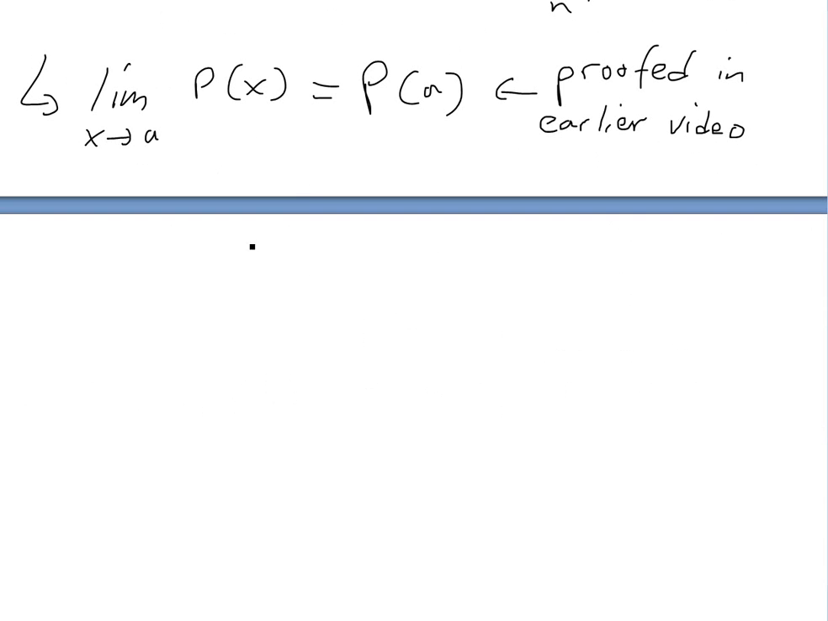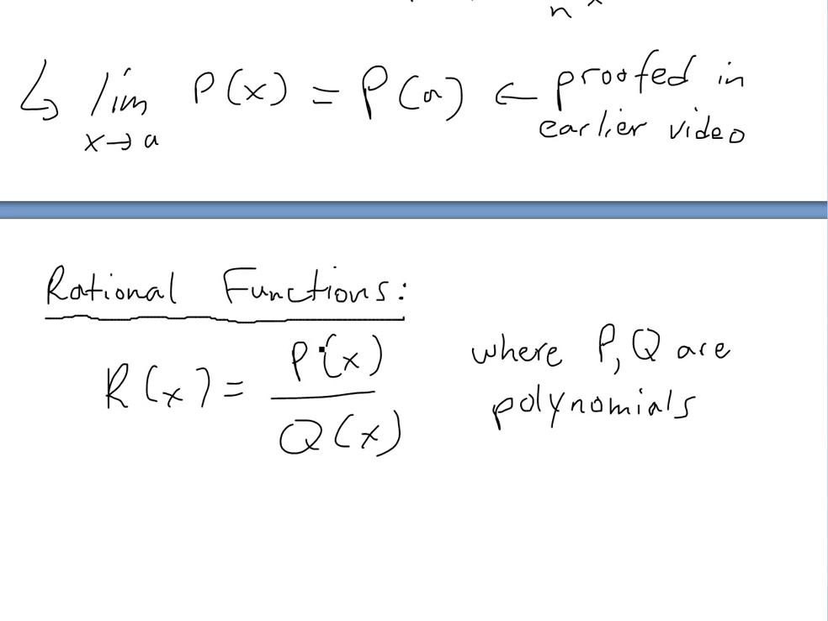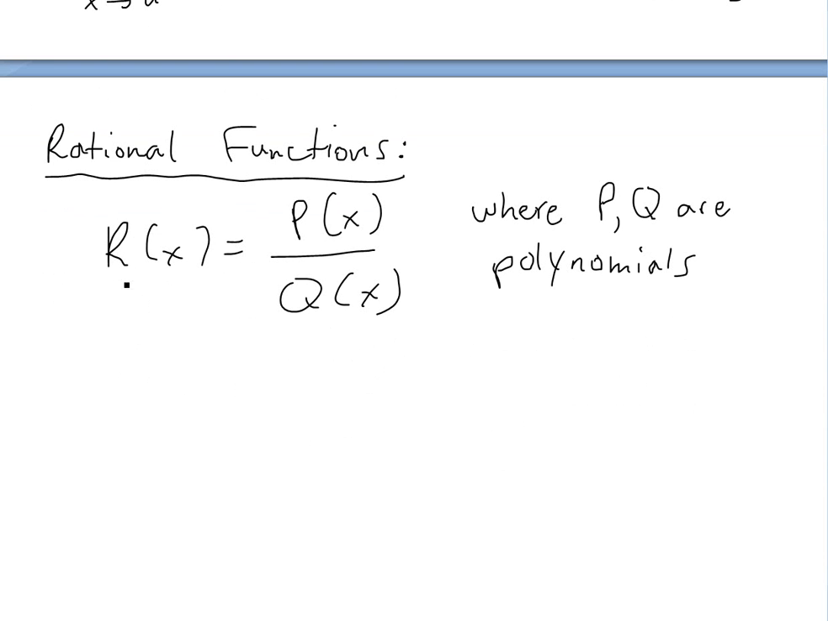Now if we look at rational functions, this one is just r of x here. All it is defined as is a polynomial divided by another polynomial. So this one, p of x and q of x, these are both polynomials here. Now for the proof of the direct substitution property for this one, all we do is take the limit as x approaches a of this r of x here.